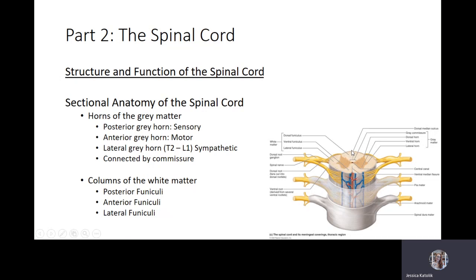We are going to have different columns or funiculi in the spinal cord. We have the posterior funiculus or dorsal funiculus, anterior funiculus or ventral funiculus, and lateral funiculus. These are where the axons are going to be located, and these will separate into tracts. These funiculi will be further subdivided into unique tracts that will carry specific information up and down the spinal cord.